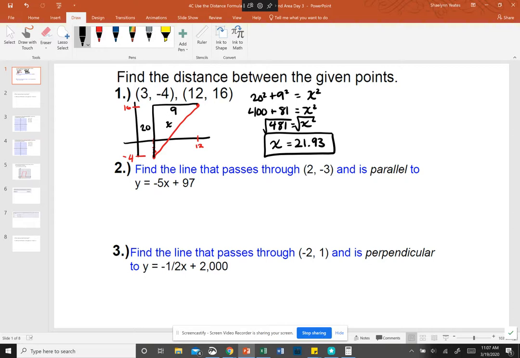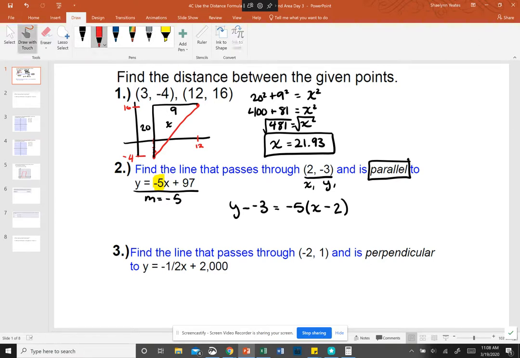So we're going to now find a line that passes through this point and is parallel to this line. Now, if you remember, the biggest thing about parallel is that the slopes are the same. So I already know that my slope is -5. And this is my x value. This is my y value. So if we remember back to that equation, we're going to have y minus my y value equals my slope times x minus my x value.